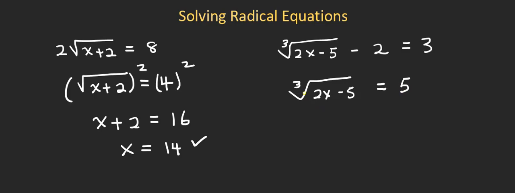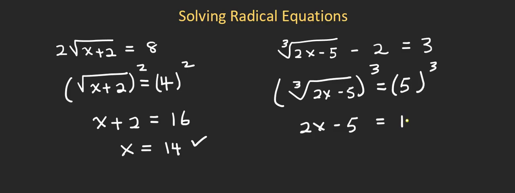And how do you get rid of the cube root? You have to raise both sides to the third power. So you get 2x minus 5 equals 125. So you get 2x, add 5 to both sides, 130. You divide both sides by 2, you get 65. So let's double check.